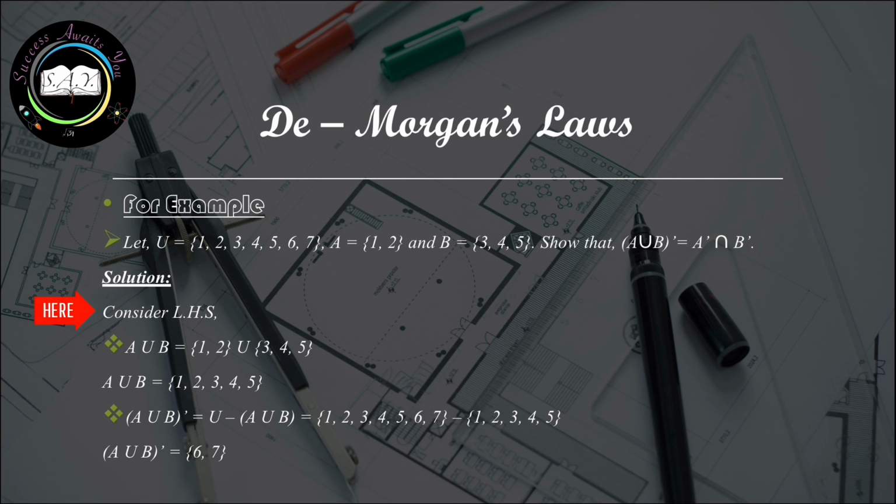Consider the left-hand side, A union B. Our answer will be 1, 2, 3, 4, and 5. For its complement, we will take the difference between the universal set and the set A union B. Our previous video was about the complement of a set, so if you haven't watched it yet, be sure to check it out first. Our answer here for the complement of A union B will be 6 and 7.